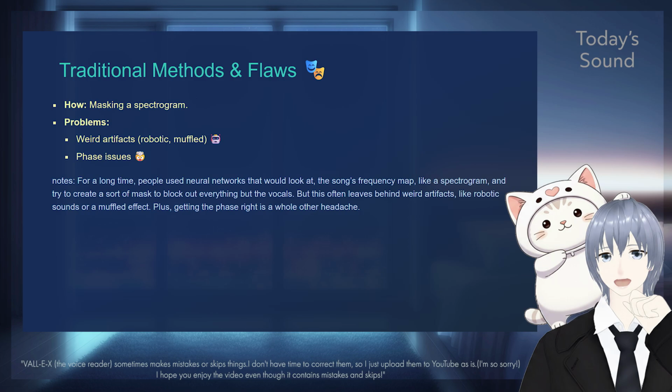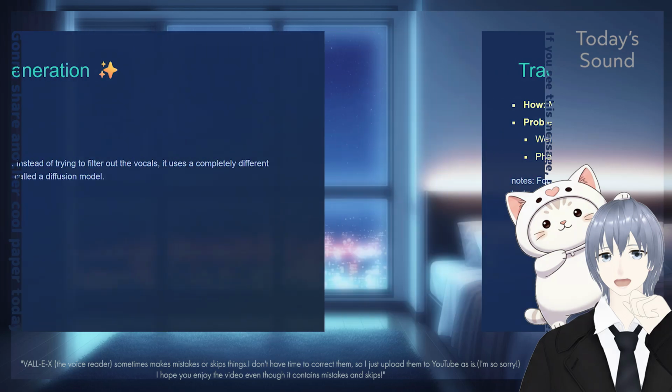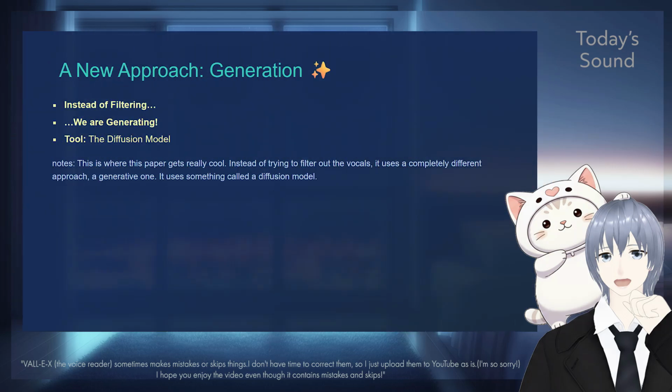For a long time, people used neural networks that would look at the song's frequency map, like a spectrogram, and try to create a sort of mask to block out everything but the vocals. This often leaves behind weird artifacts, like robotic sounds or a muffled effect. Plus, getting the phase right is a whole other headache.